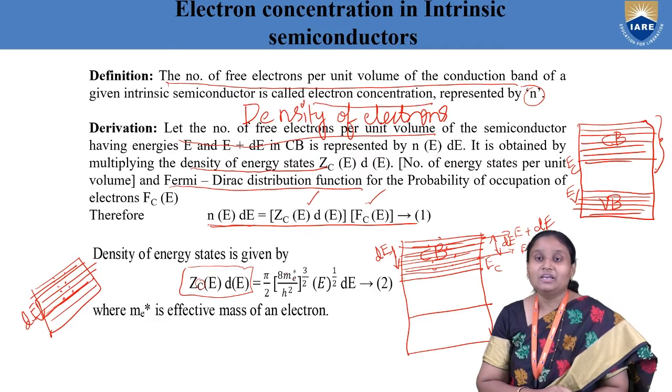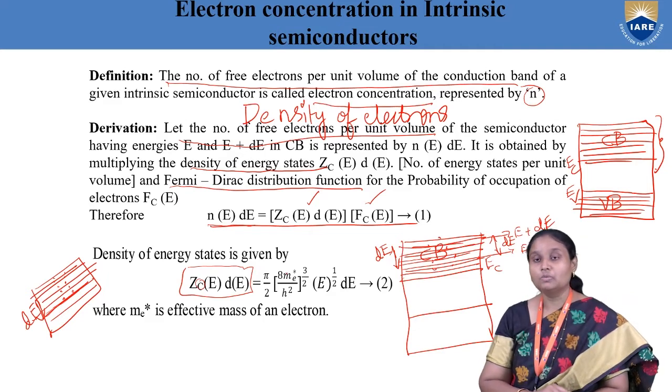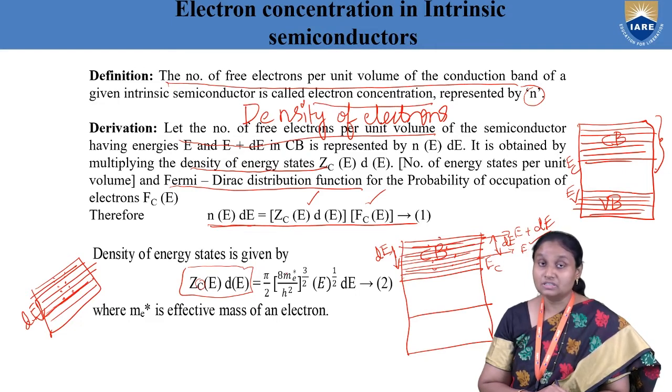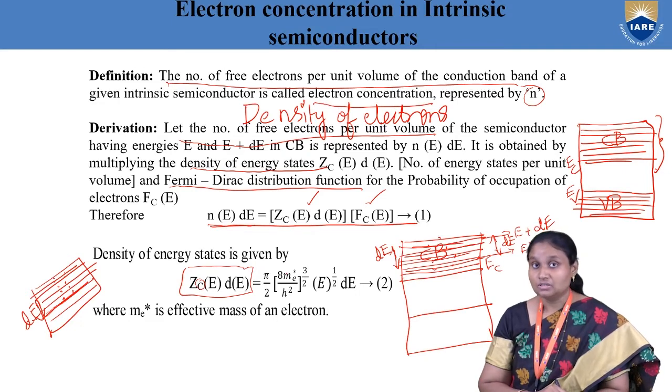And what do we mean by effective mass of an electron? See, in our previous videos, we have discussed the band theory of solids. In that band theory of solids, we have discussed periodic potential. So our electron is moving in a periodic potential.